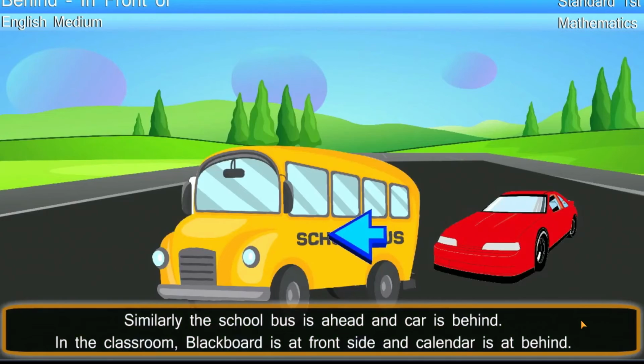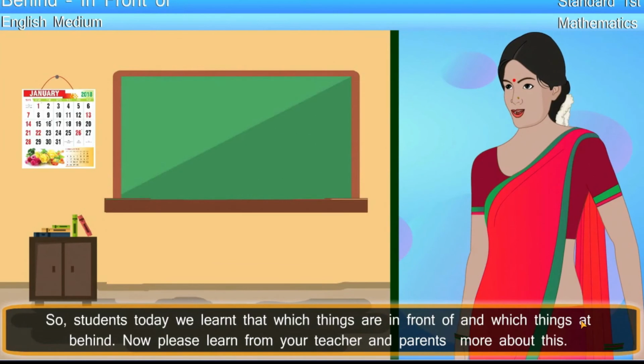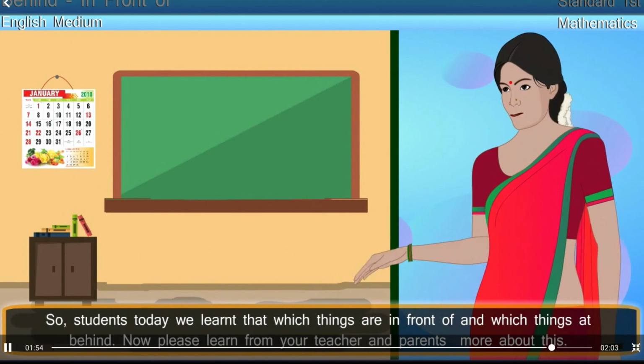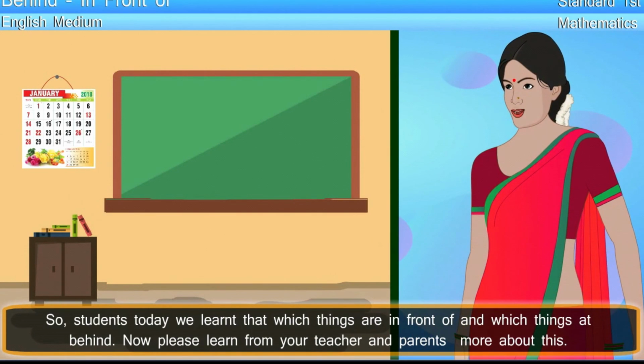Similarly, the school bus is ahead and the car is behind. In the classroom, the blackboard is at the front side and the calendar is at the back. So students, today we learned which things are in front of and which things are behind. Now please learn more from your teacher and parents.